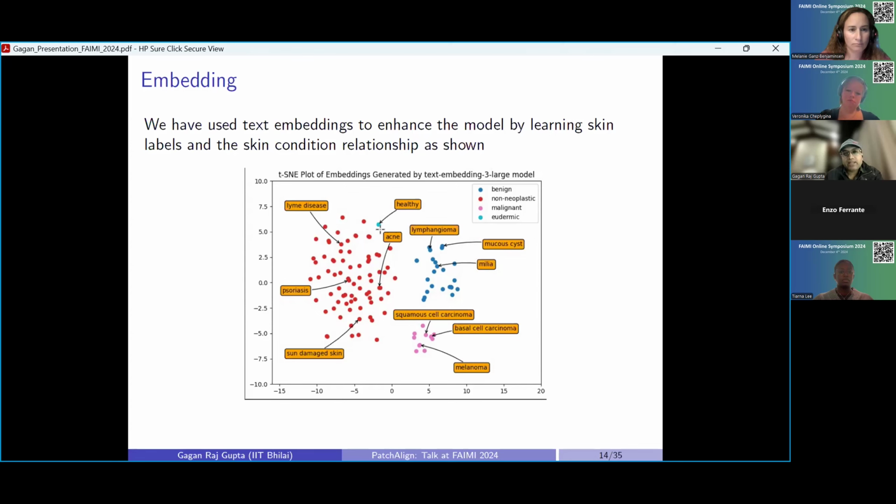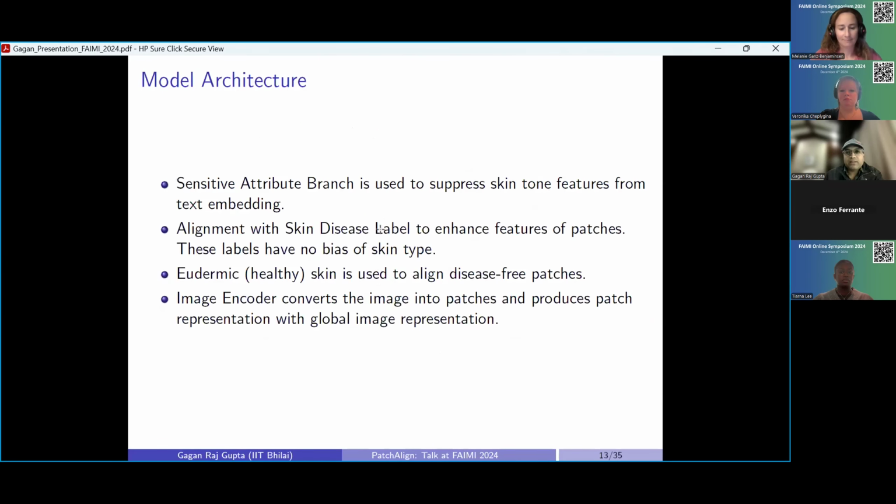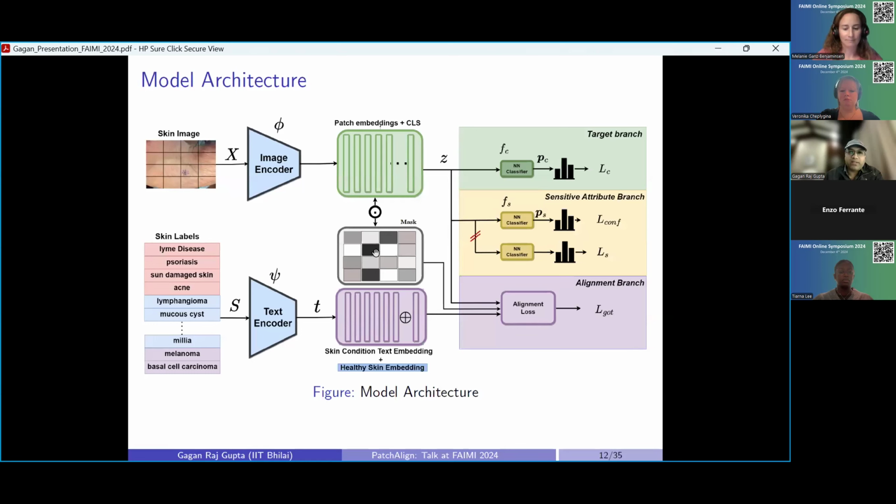So the whole idea is that in the text representations, the relationships between the various skin conditions are present, and how can we leverage them for learning these better image embeddings. So that is what we are doing. The text encoder is frozen, the embeddings are generated once for all, and then they are guiding us in terms of how to learn the image embeddings or the patch embeddings.